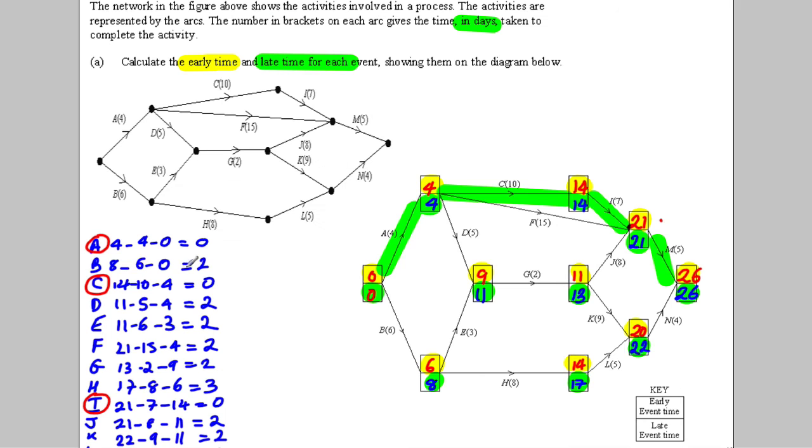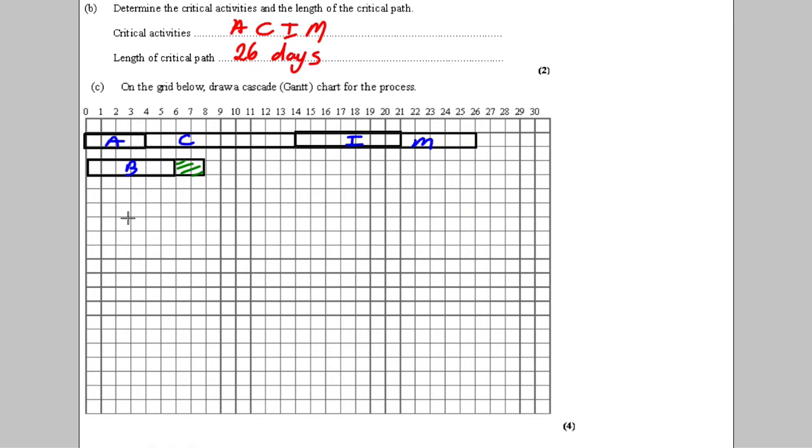Now I need to go for D. D starts at 4, could end at 11, is 5 long. So starts at 4, ends at 11, it's only 5 long, so it goes up to 9. And that's going to be D. So I've done A, B, C, D.